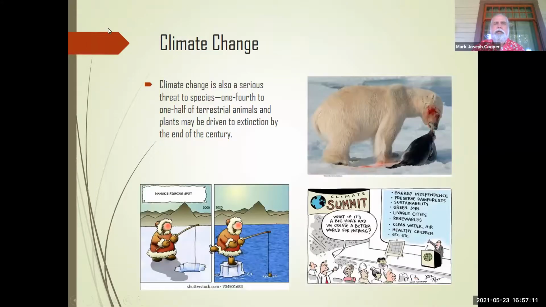All right, another one is climate change. And this is a huge story in itself. We talk about global warming and climate change. This is probably one of the biggest threats facing us today. And 1/4 to 1/2 of terrestrial animals and plants may be driven to extinction by the end of the century because of this, if we do not do something.